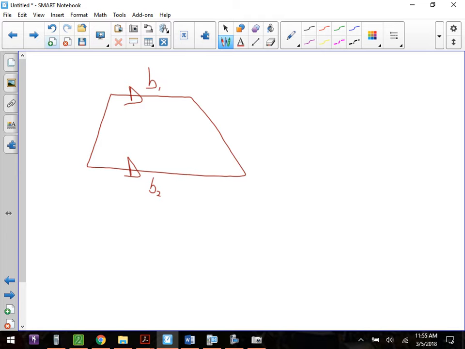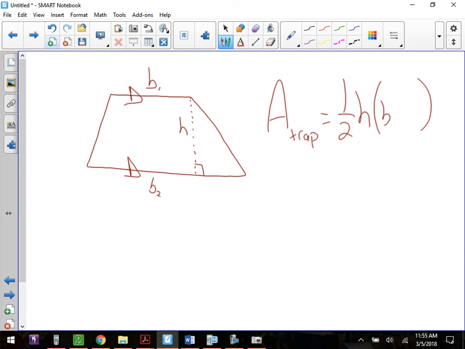When we talk about the area of a trapezoid, we still have to figure out the height. And the height's always going to be drawn with the right angle. So the area of a trapezoid, you remember this from years ago, 1/2 the height times the sum of the bases. There's other ways of doing it, but this is the most common one you'll see.